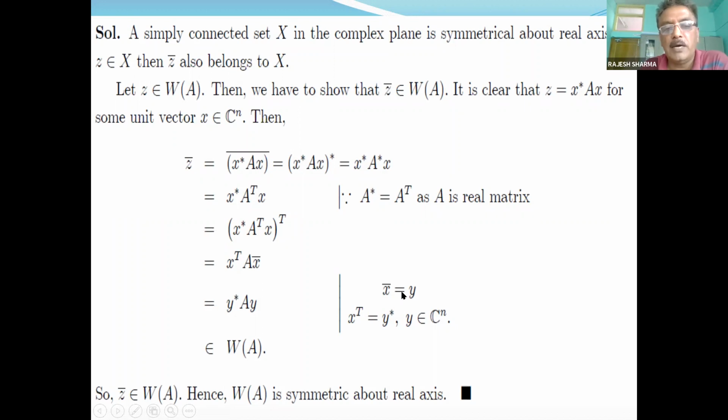Now we put x bar equal to y. Then x transpose is y star. So this is equal to y star Ay. So this also belongs to the numerical range. Hence, the numerical range is symmetric about the real axis whenever the entries of A are real.